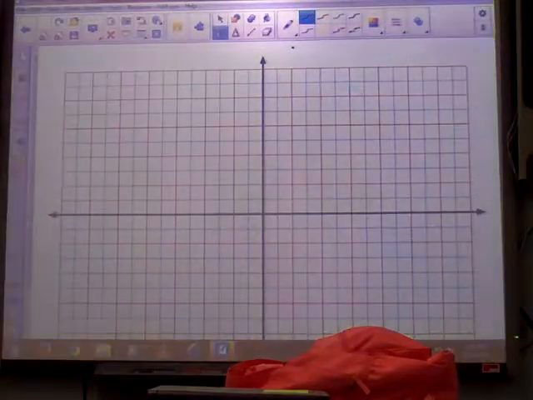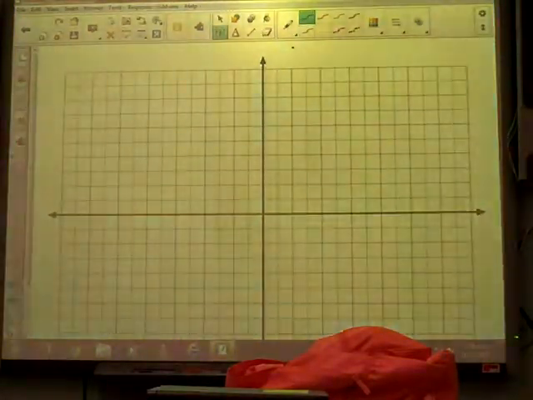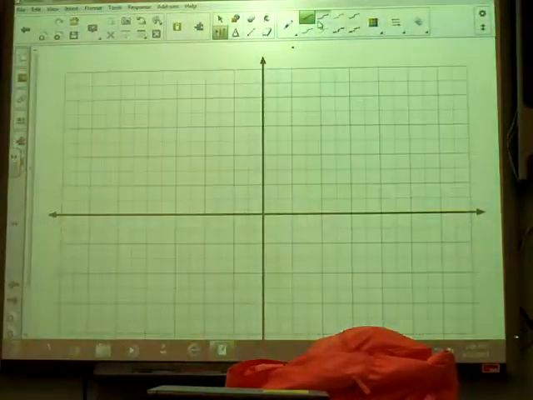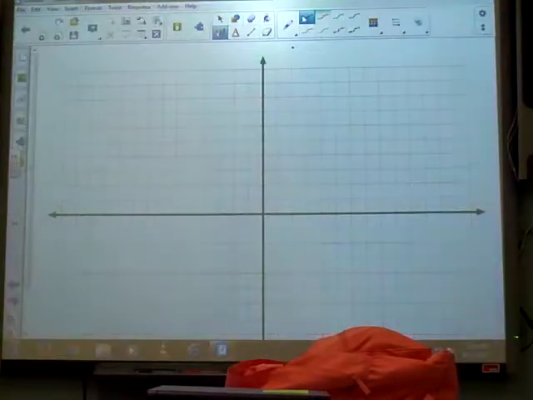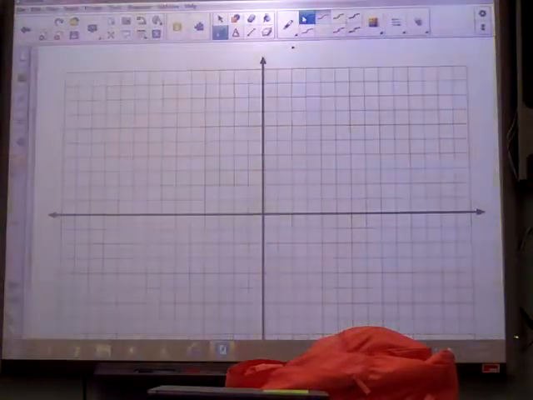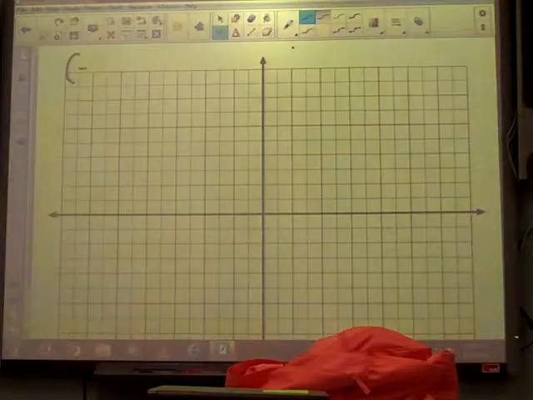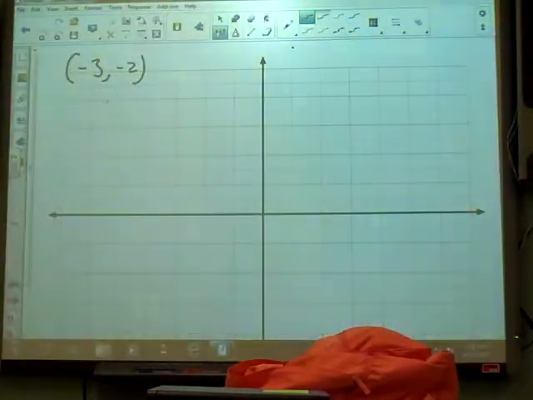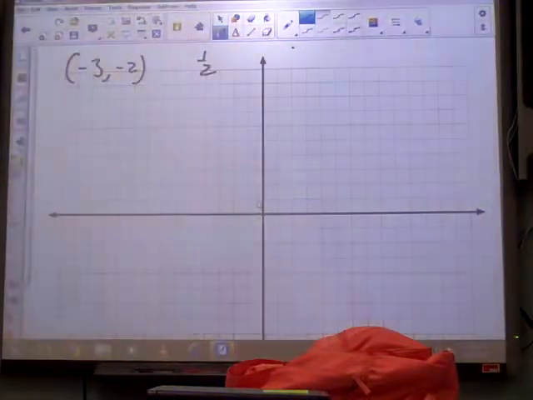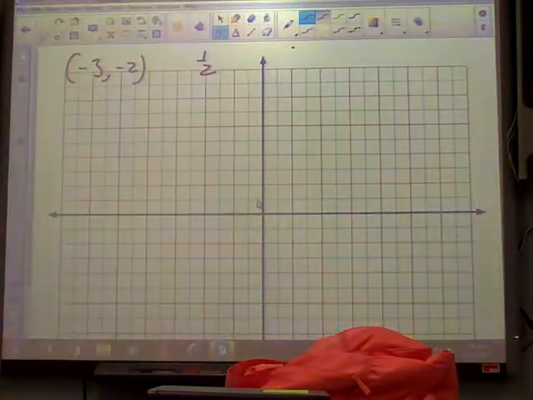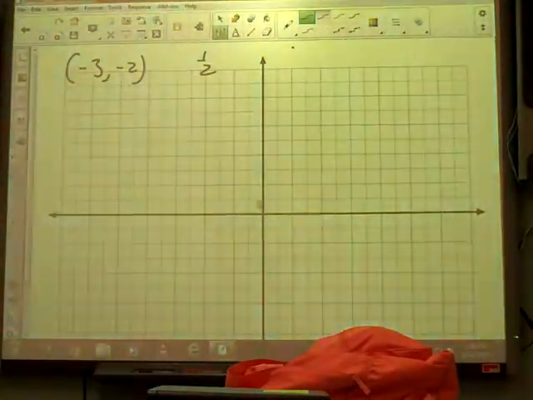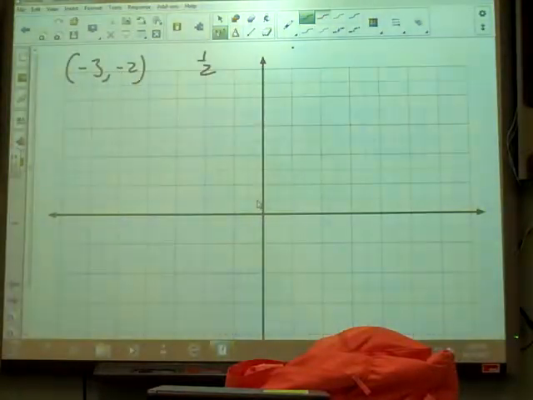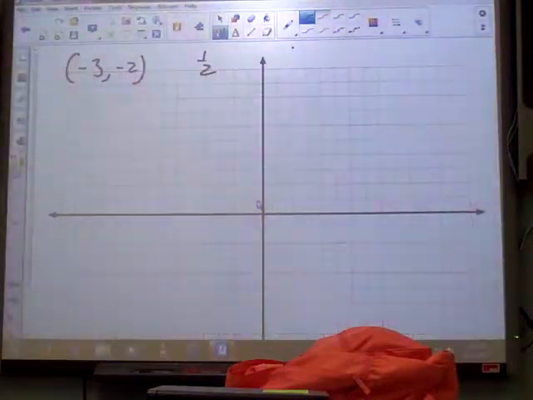All right, what we have here, y'all ready? Let's do it. It says graph the line passing through the point (-3, -2) that has a slope of 1/2. So we're told to graph a line that goes through that point and has that slope. What do you think we need to find first? That point. Good job.